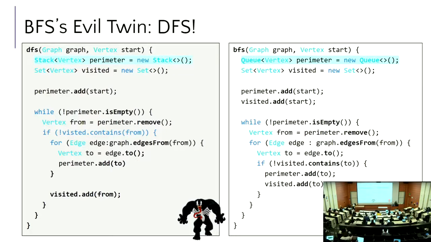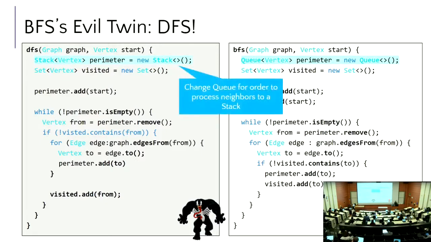One thing about this that can be a little funny is that, as you can see up here in the highlighted part, technically all I've done is change the queue to be a stack. It's just changing the order in which I'm processing the neighbors. But there is one other change.